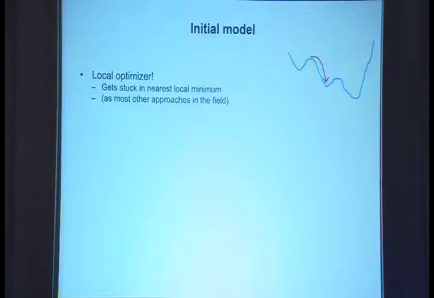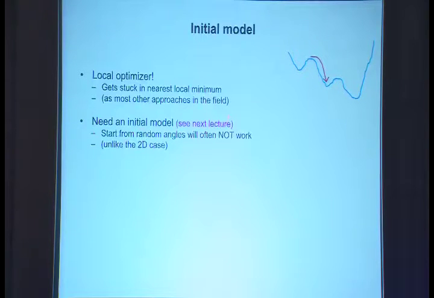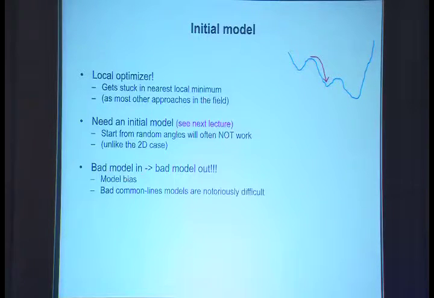Okay, so all these programs are local optimizers, which means that there is a minimum where they get stuck. This is very common in most fields. And we need an initial model, which will be discussed tomorrow. Most times, if you start with random angles, for example, a sphere or any random angle, it works well with two-dimensional classification. However, for 3D refinement, it doesn't work that well. If you had a bad model in, you will always get a bad model out.